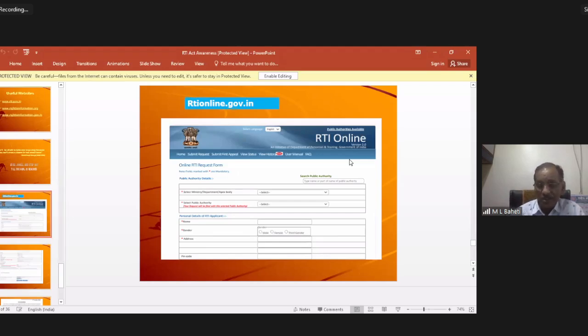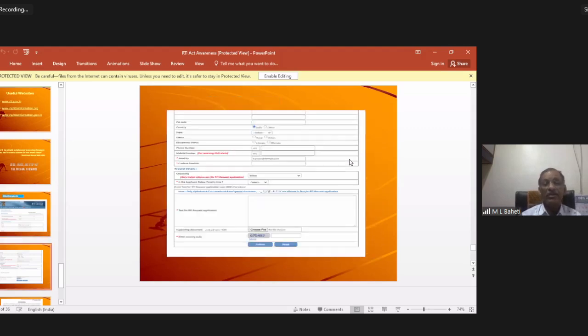This is the format of the online application. In RTI, you can do an online application. This is from the RTI site. You can go to onlinerti.gov.in. Then you can select the appropriate department, then select the public authority. Then you have to fill in your name, address, and all these things. Submit the application with a credit card, GPay, or any other electronic mode.